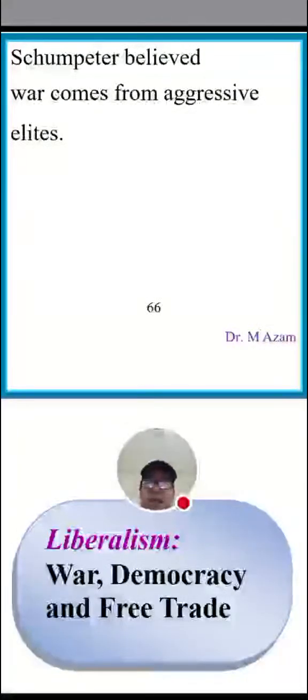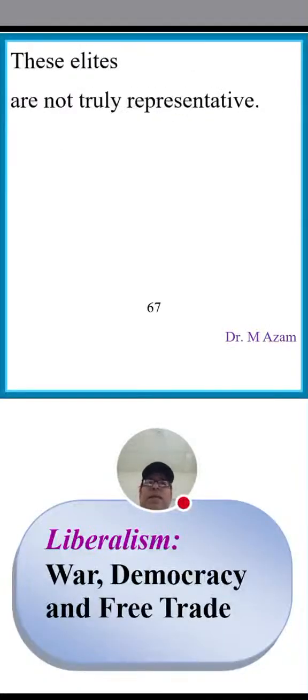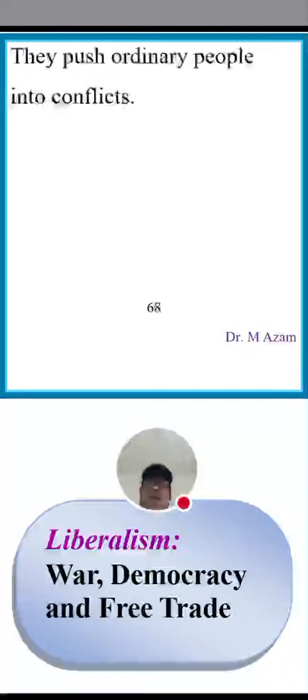Schumpeter believed war comes from aggressive elites, who invade, who start wars, who are jingoistic. Power elites, upper classes, powerful people. These elites are not truly representative, and they start wars. They push ordinary people into war.